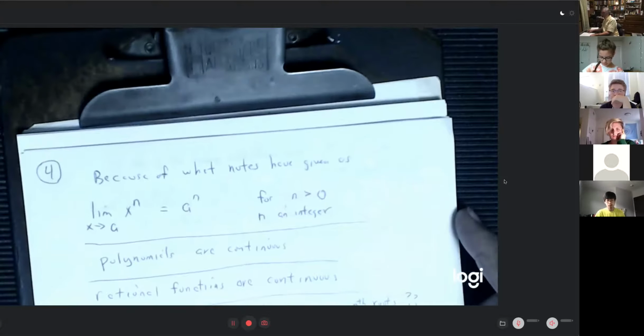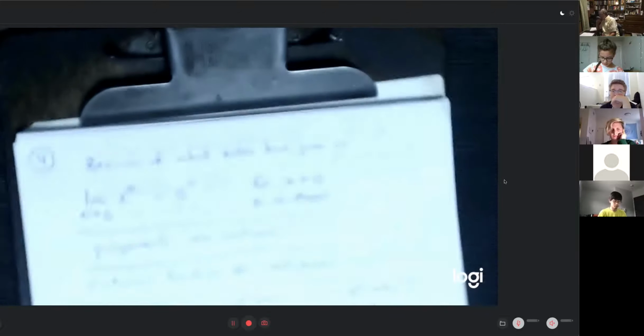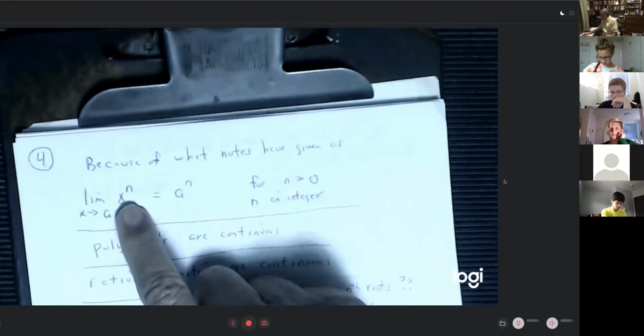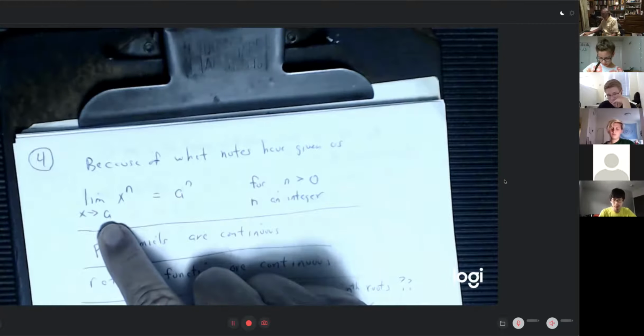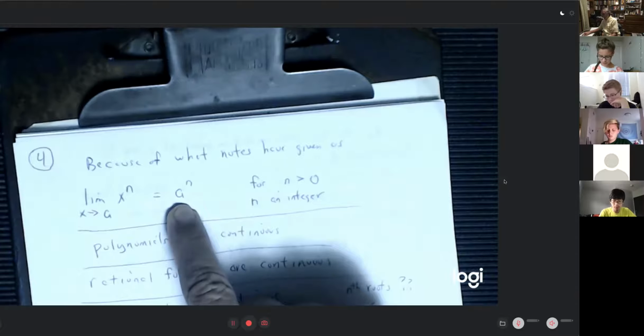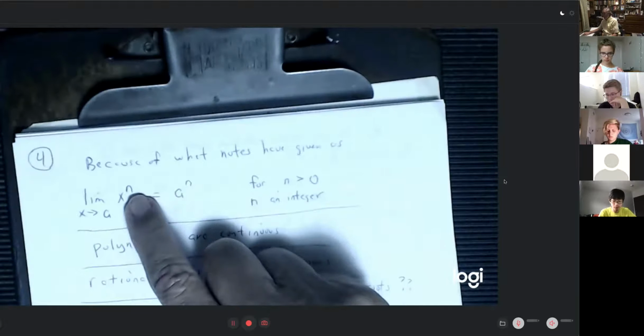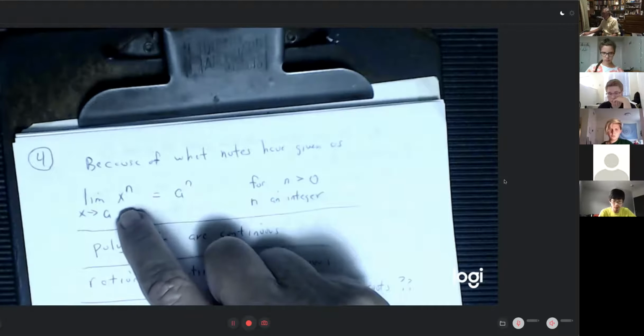Okay, so new page. What do all those notes we did tell us? Well, if I have x to the nth power and I'm heading toward the number a, all I have to do is stick the a where the x was, and that's the answer. That's because of the notes. The limit of the product is the product of limits. Okay? Now, that does not mean that we know what happens if the n is the square root of 2. That does not mean I know what x to the square root of 2 is.